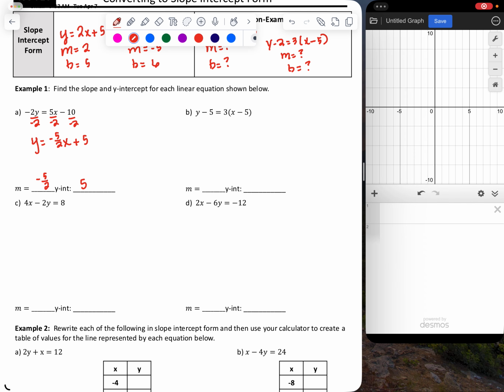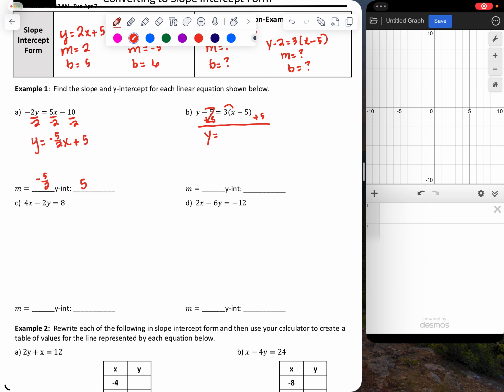All right, problem B. Y minus 5 equals 3 times the quantity x minus 5. So here, if we use inverse operations to get the y by itself, the opposite of minus 5 is plus 5. So we'll plus 5 on the left side, and we'll plus 5 on the right side. So this would zero out and leave you y.